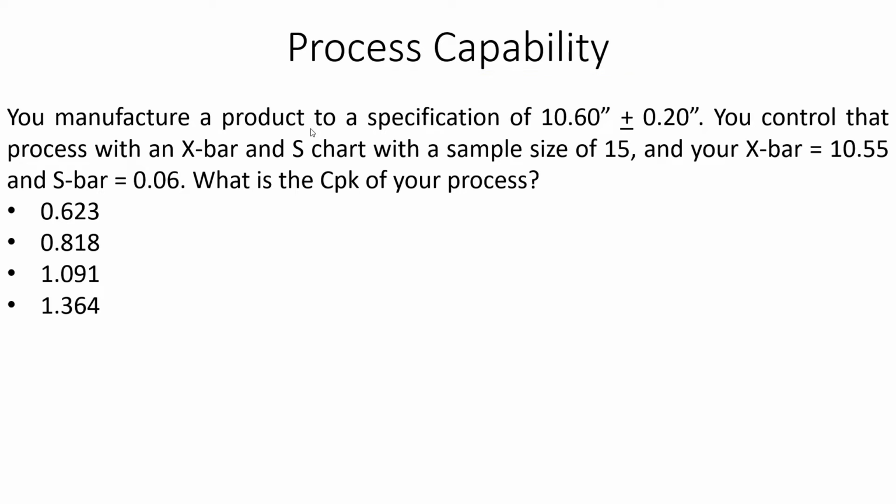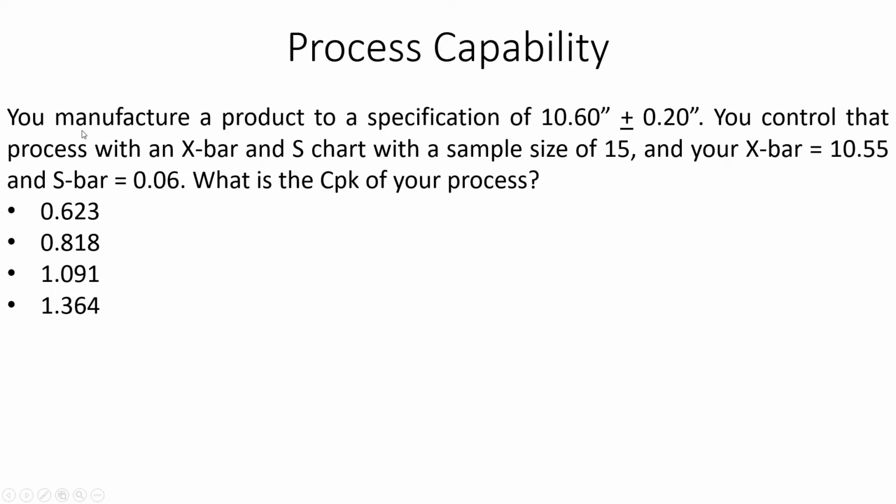I love this question. It's really important for you to understand that process capability and statistical process control go hand in hand. We use control charts not just to make sure that our process is in control, but also to collect the data that we need to perform the process capability calculation. So oftentimes these process capability calculations come to us almost in the form of a control chart type question.